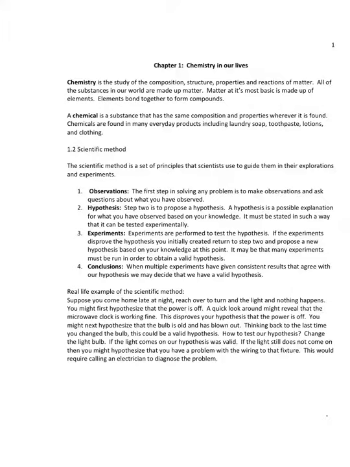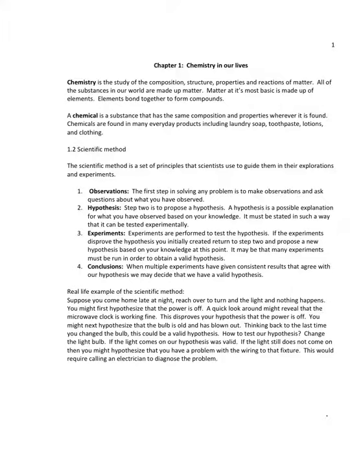If the experiments disprove the hypothesis you initially created, then you return to step 2 and propose a new hypothesis based on your new knowledge at this point. It may be that many experiments must be run in order to obtain a valid hypothesis. Step 4, conclusions. When multiple experiments have given consistent results that agree with your hypothesis, then you can decide that you have a valid hypothesis.